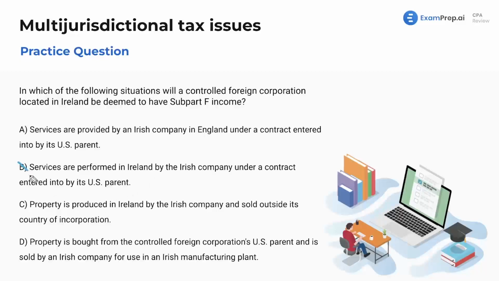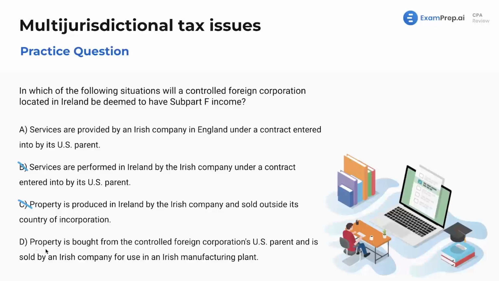Letter C. Property is produced in Ireland by the Irish company and sold outside its country of incorporation. Give me a second to think about that. Well, while the situation does involve the Irish company selling property outside of the country of incorporation, it does not necessarily result in subpart F income. If the property is produced by the controlled foreign corporation itself, this income might be excluded from the subpart F income provisions. We're not going to go with letter C.